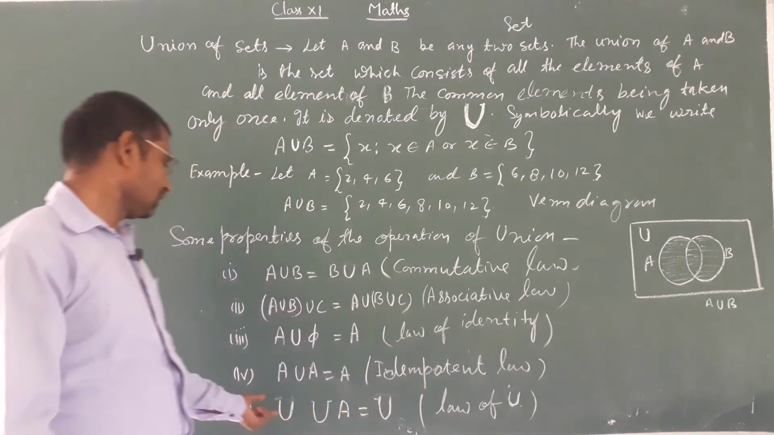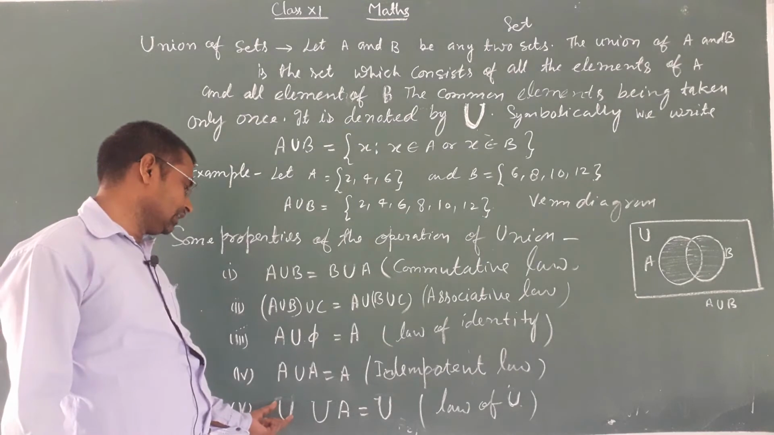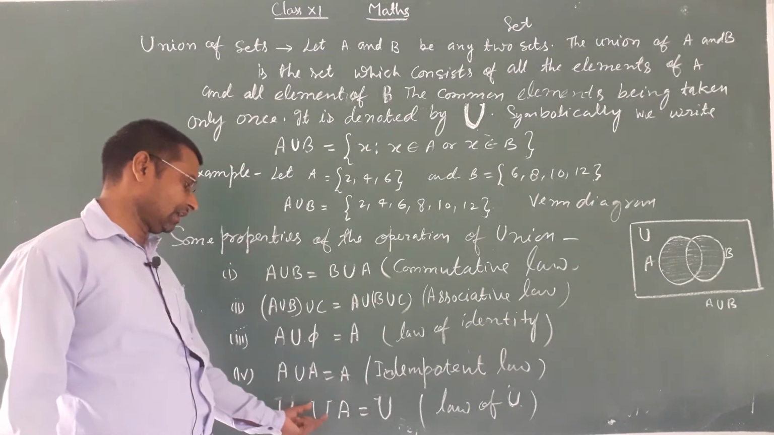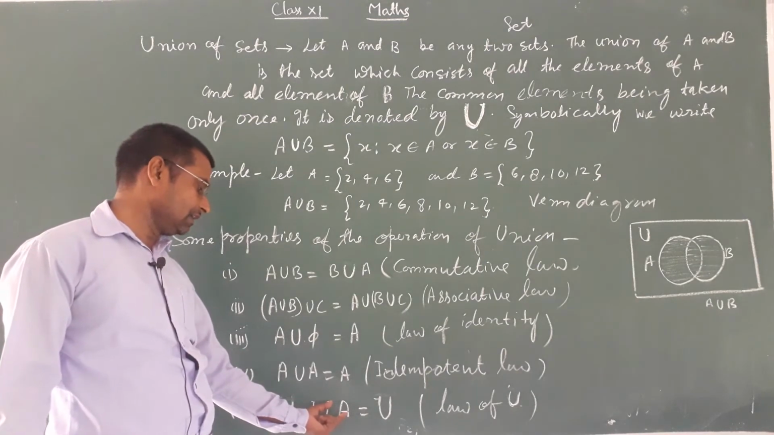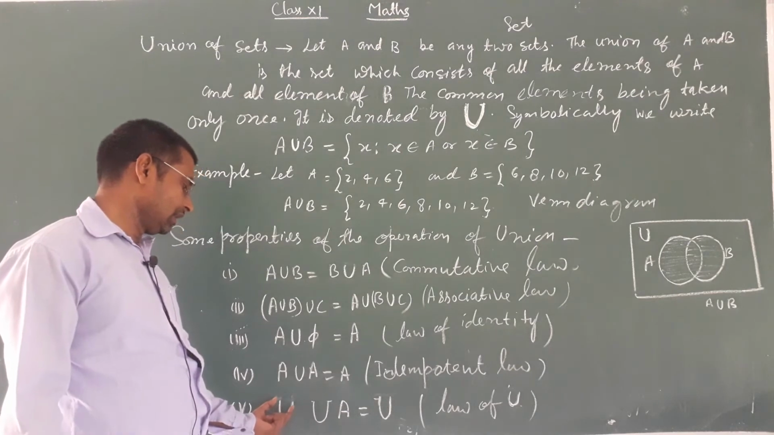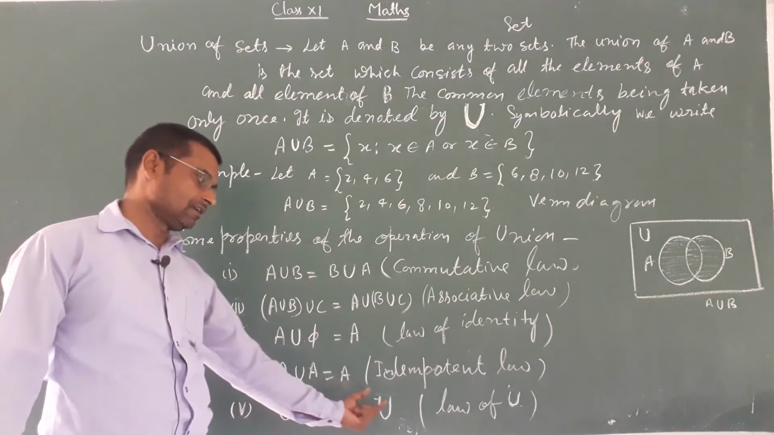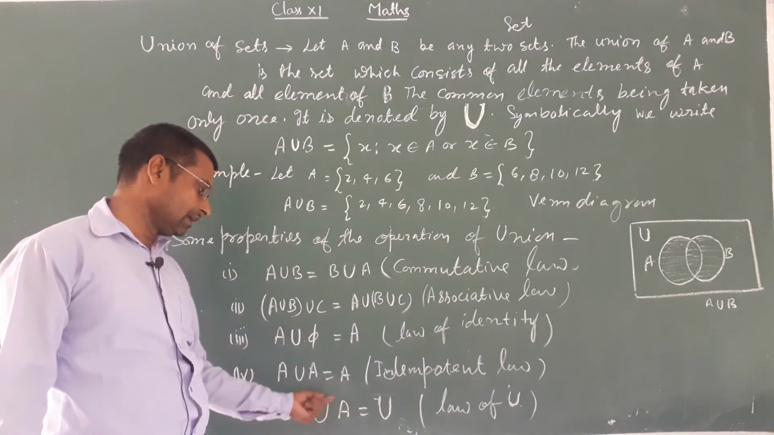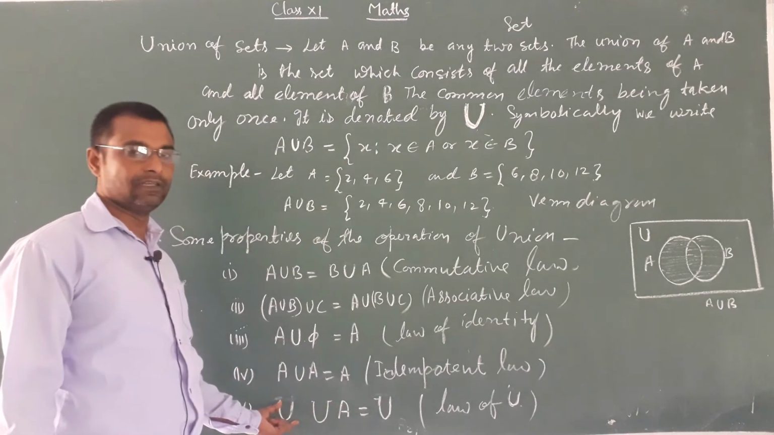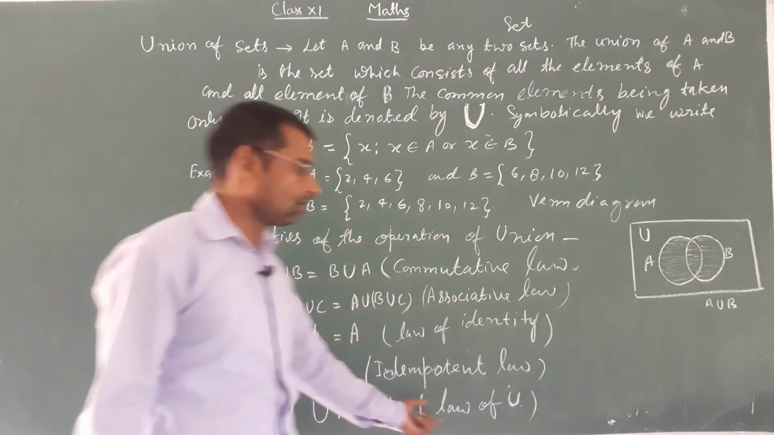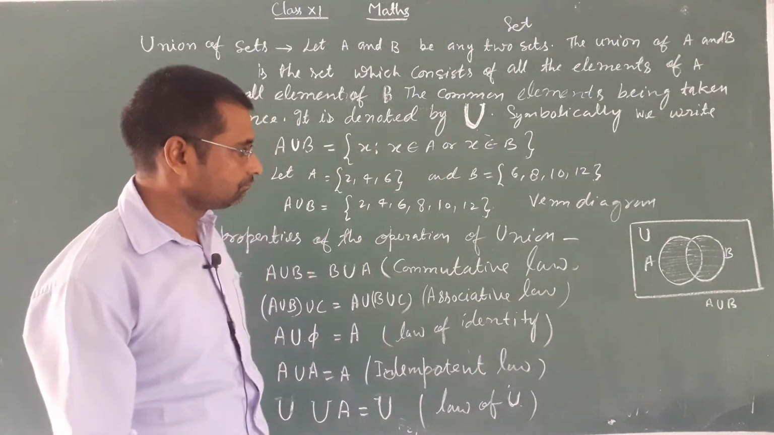the idempotent law. And the universal set union A is equal to the universal set, because all elements exist in the universal set. So this is the law of the universal set.